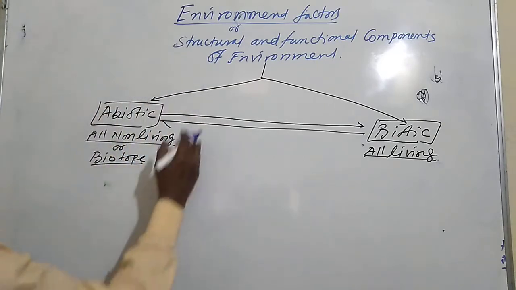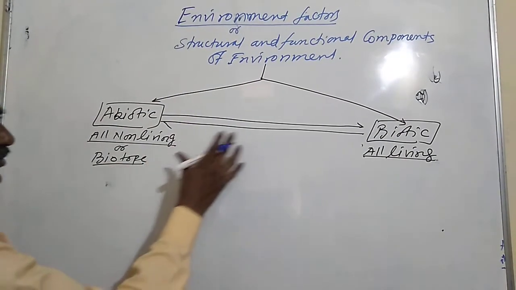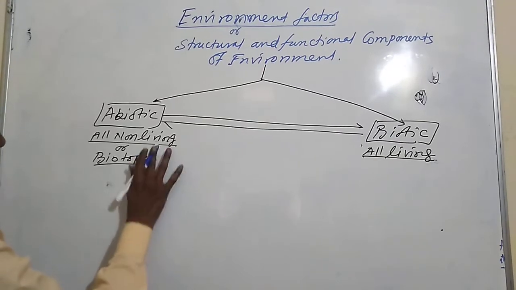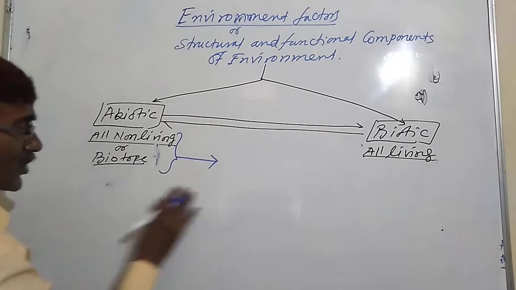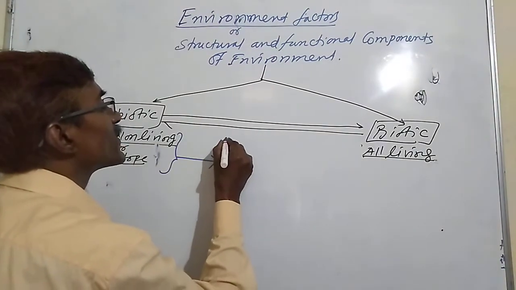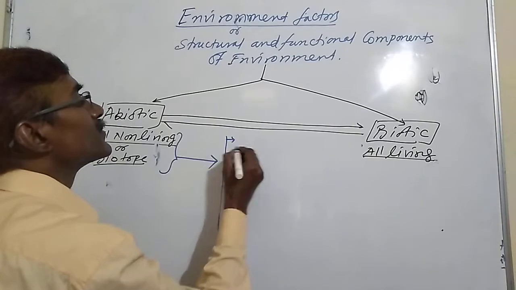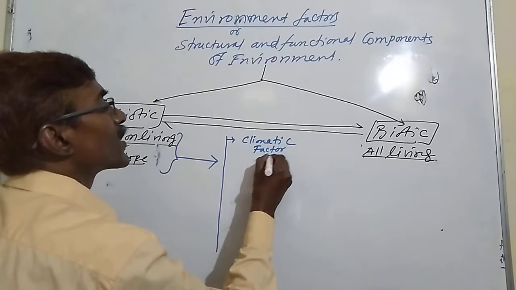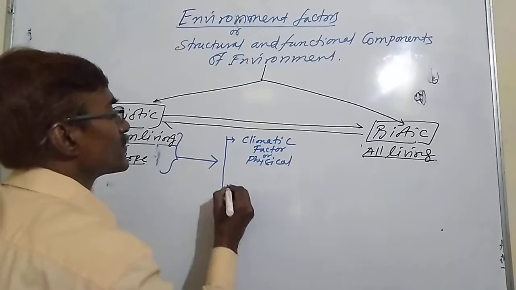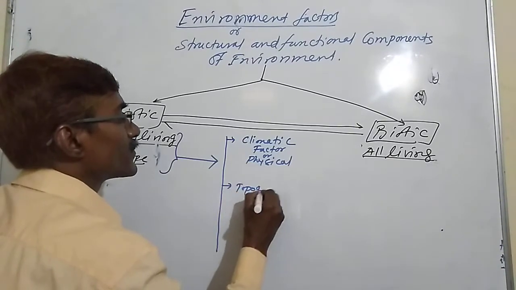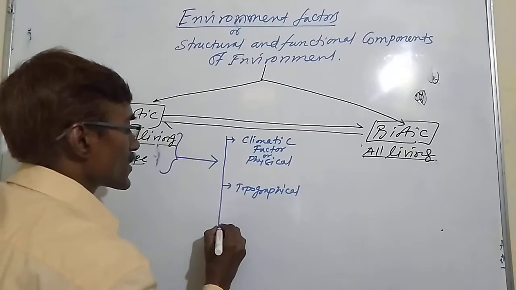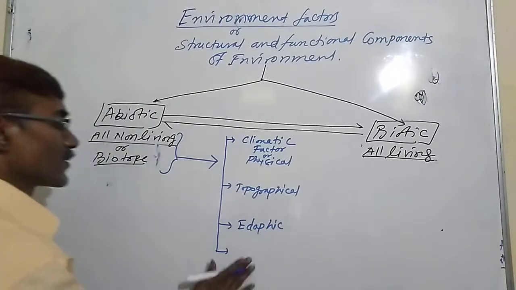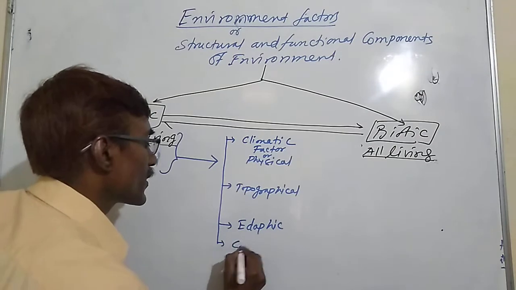Here we discuss the different components of the abiotic component, which are the non-living components within the structural and functional component of environment. All these non-living substances are categorized into some climatic factors, or physical factors, some topographical factors, some edaphic factors, and some chemical factors.